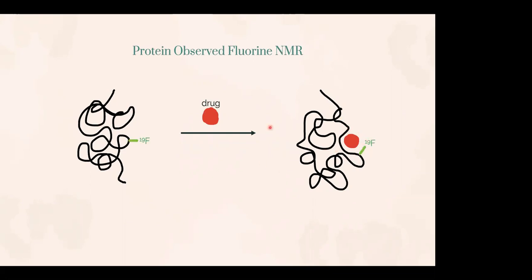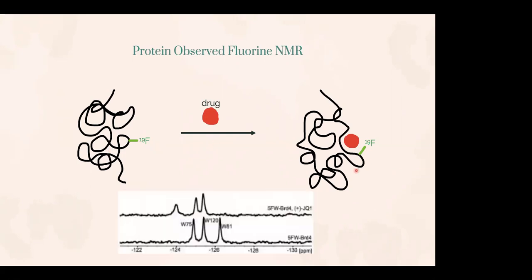And if we were to introduce a tag to this active site with something that is NMR active, such as an F19, we can monitor the change in conformation of the environment of the active site by monitoring the change in chemical shift of the fluorine NMR with and without the drug.